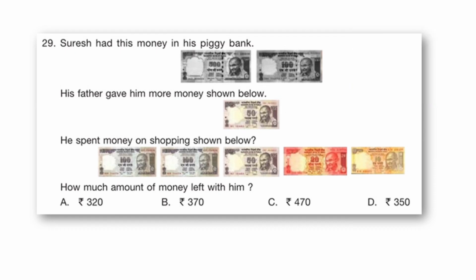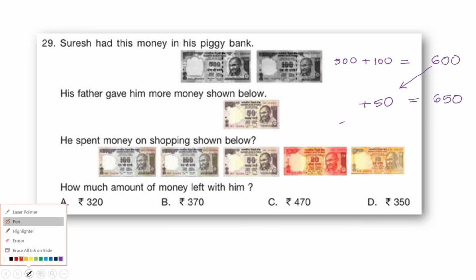Well, this is a simple addition but given in a separate way. Now Suresh had this money in his piggy bank, so it is 500 plus 100, which is equal to 600 that he has in his piggy bank. His father gave him 50 more. So 600 plus 50 is equal to 650. That's what he has. Now let's see how much he spends.